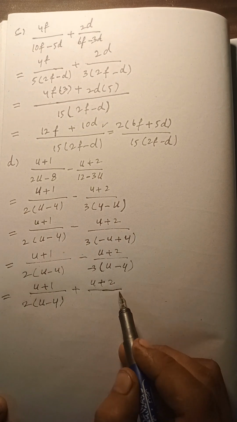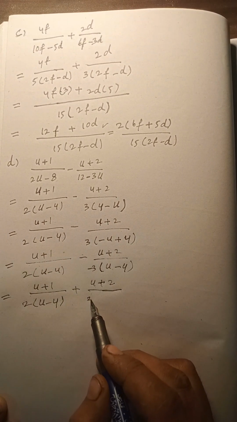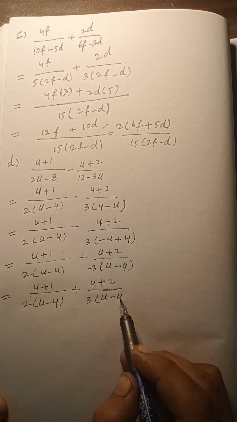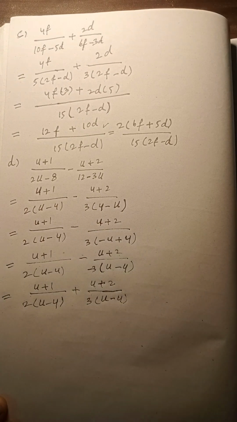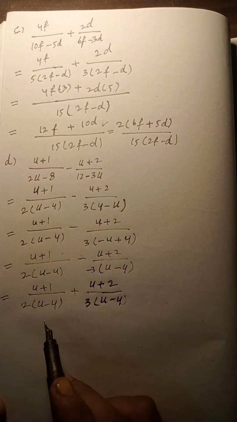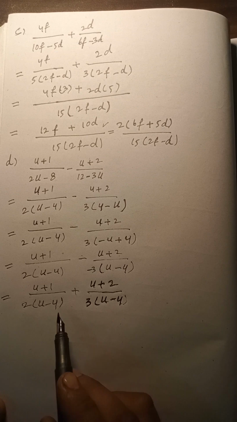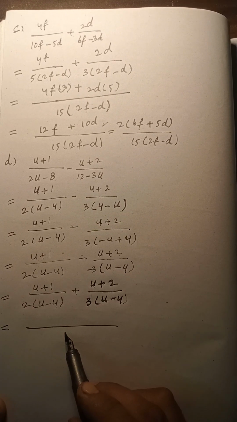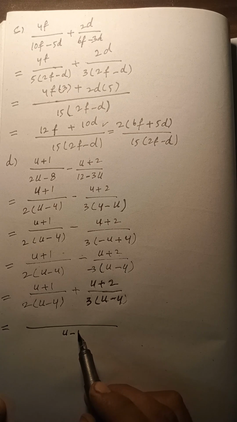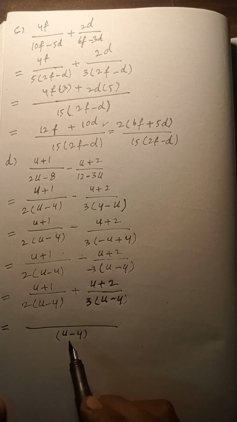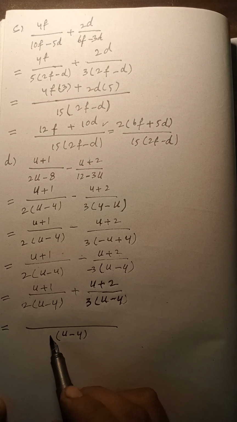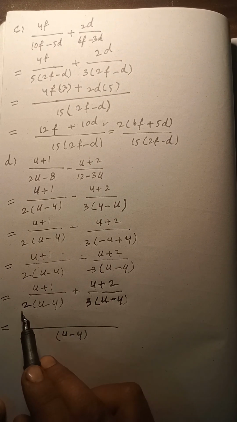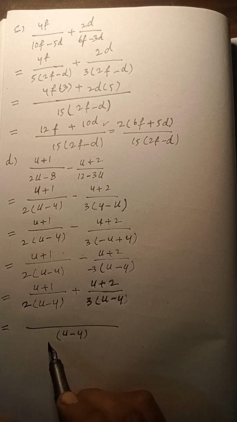over 3 into (u-4). Now see the denominator, u minus 4, these are the same and will be taken one time, u minus 4 in the LCM. And 2 3s are 6, 2 and 3 are different, so they will also be taken in the LCM, so 2 3s are 6 will be here.